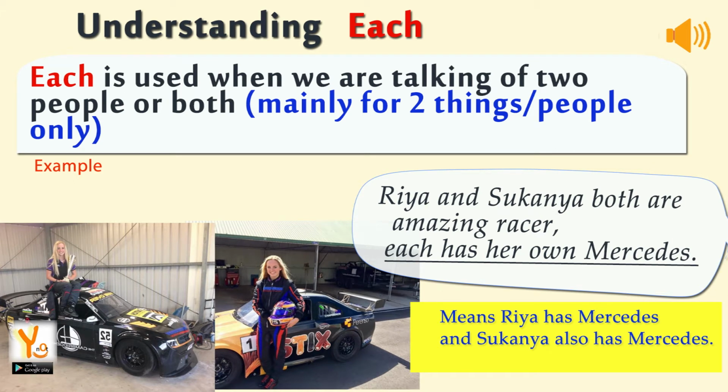Each is used when we are talking of 2 people or both, mainly for 2 things or people only. For example, Ria and Sukanya both are amazing racers, each has her own Mercedes. Meaning Ria has a Mercedes and Sukanya also has a Mercedes.